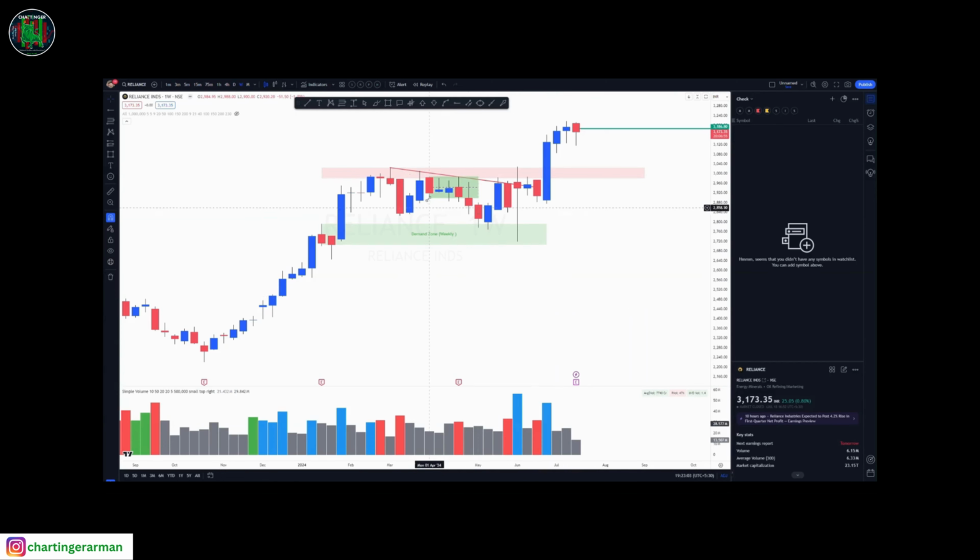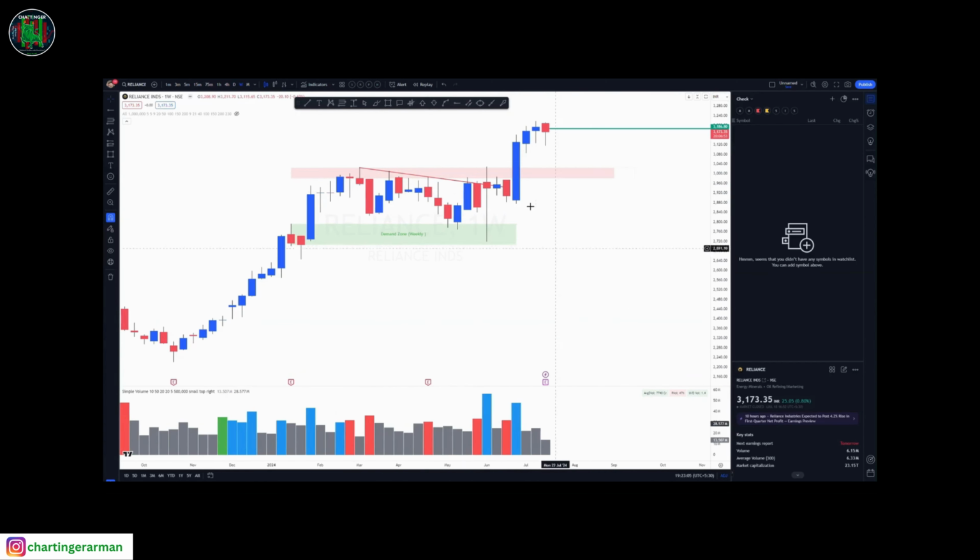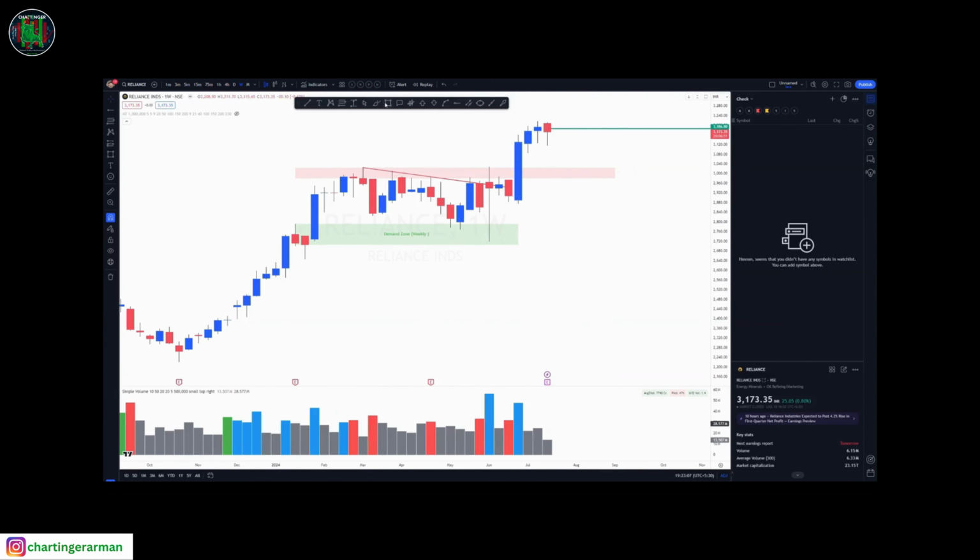So let me remove this. We will check out other patterns as well. Here again a mother candle, but here we fail to take a trade because the candle did not break out. Okay, we'll check some other stock.